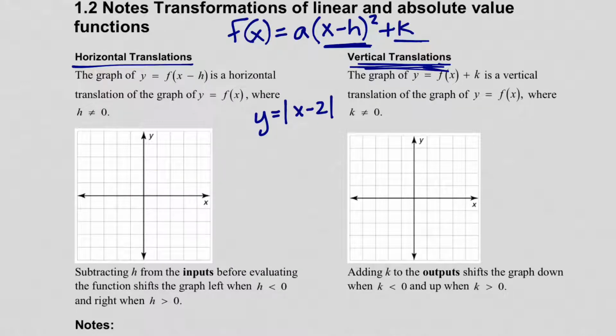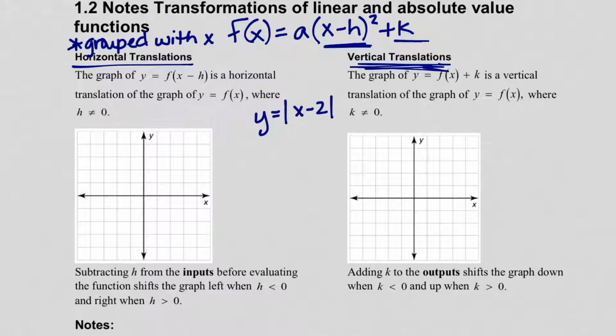So horizontal translations, they affect the input. And just make some note, it's the value grouped, it's the number that is grouped with x. So it's going to be inside the function. It's going to be inside parentheses or inside the absolute value bars. And that's what moves us.